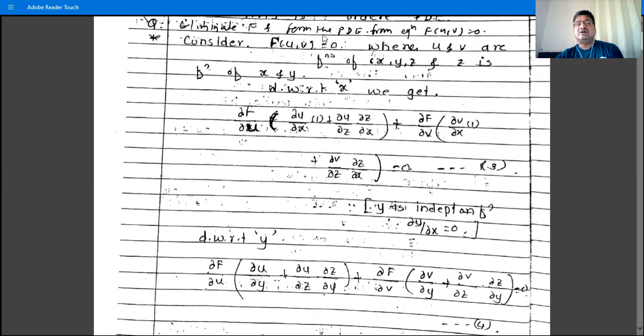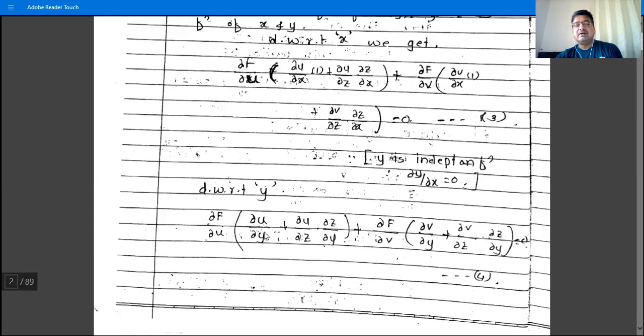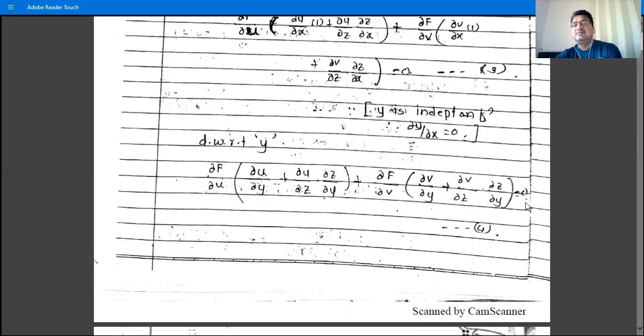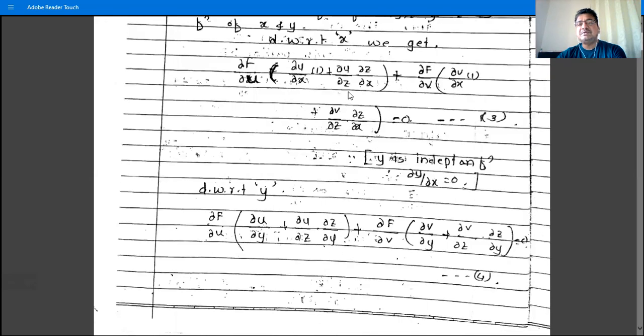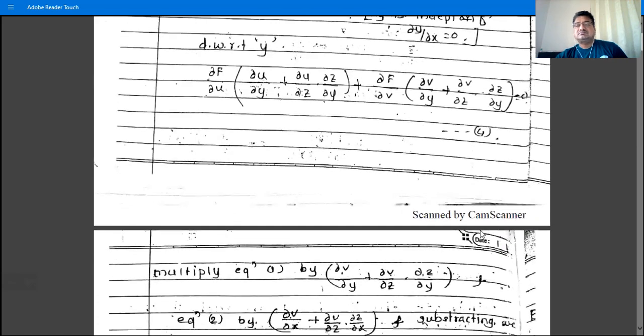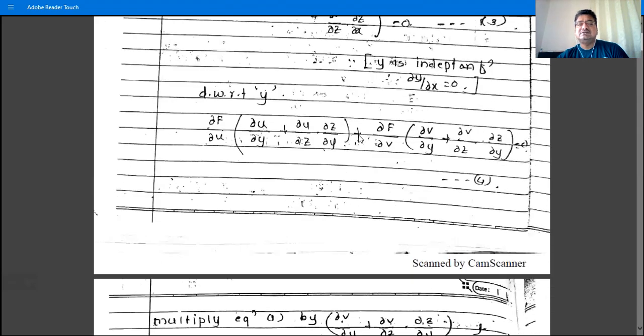Then we have to differentiate this equation f(u,v) = 0 with respect to y. So ∂f/∂u times ∂u/∂y: the first term ∂u/∂x times ∂x/∂y is 0, then ∂u/∂y times ∂y/∂y is 1, plus ∂u/∂z times ∂z/∂y, plus ∂f/∂v times, similarly, ∂v/∂y times ∂y/∂y is 1, plus ∂v/∂z times ∂z/∂y. This is the derivative of f(u,v) = 0 with respect to x and y by using the chain rule. Suppose these are equations 3 and 4. The given equation f(u,v) = 0 is equation 1.